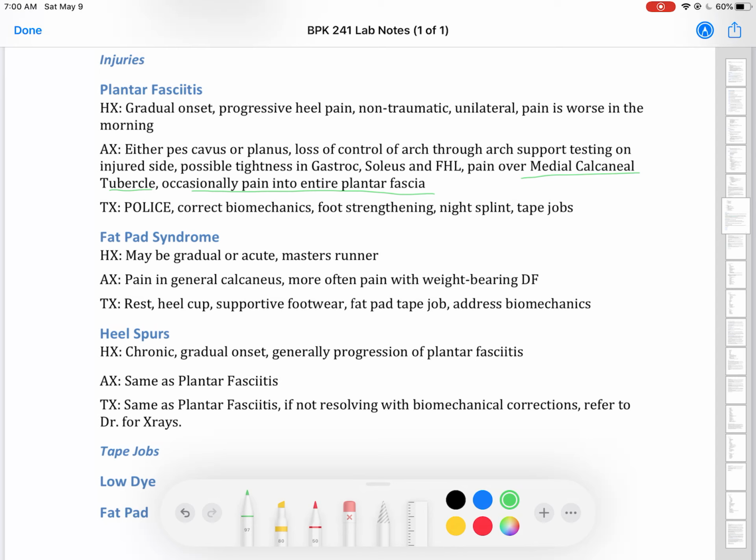Treatments: we want to address any of the biomechanical issues that we identify. So if we notice that maybe they have some overpronation, we'll try taping the arch of their foot with their Low-Dye arch tape job, and you're going to do that at the beginning of Lab 4 next week. And if that increased support for the medial arch is helpful, then we can recommend insoles, initially non-custom ones, and then we'll move on to more custom orthotics or more supportive shoes.